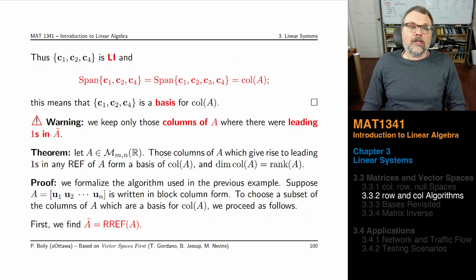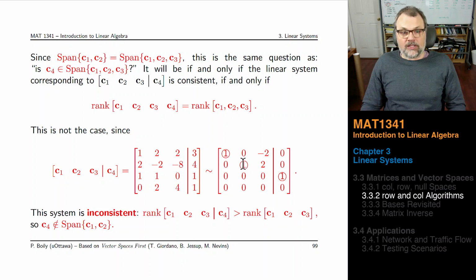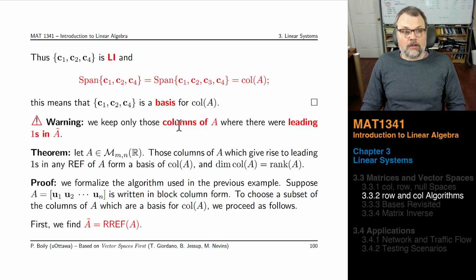So I have to keep C4. C1, C2, C4 is going to be linearly independent, and its span is the same as the span of all the columns, which is the column space of A. So C1, C2, C4 is a basis for the column space of A. Now, the warning is you keep only those columns of A. You don't go and look at the columns in A tilde, or the RREF of A. You use the RREF of A to find the columns that have leading ones, and you go and grab the corresponding columns in the original matrix A.